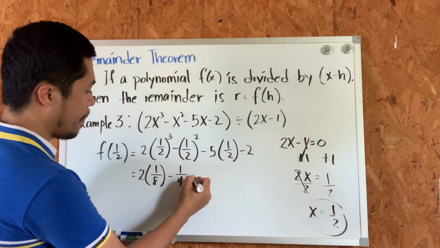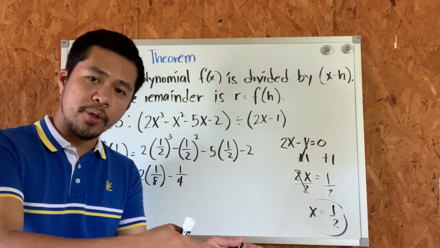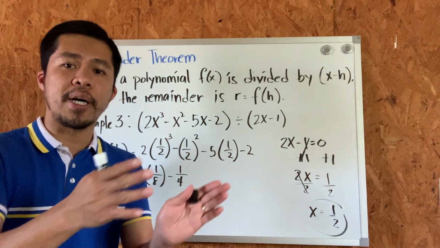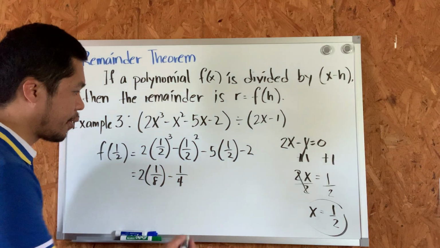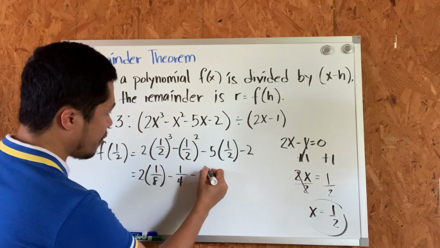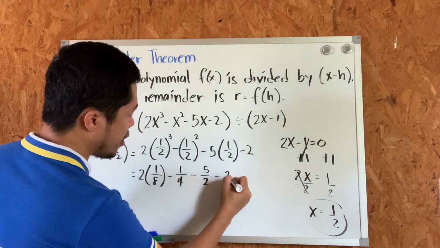Okay, next, multiplying a whole number and a fraction. If that's a whole number and a fraction, you will only multiply that whole number to the numerator and just copy the denominator. So this will be equal to minus 5 times 1 is 5 over 2 minus 2.